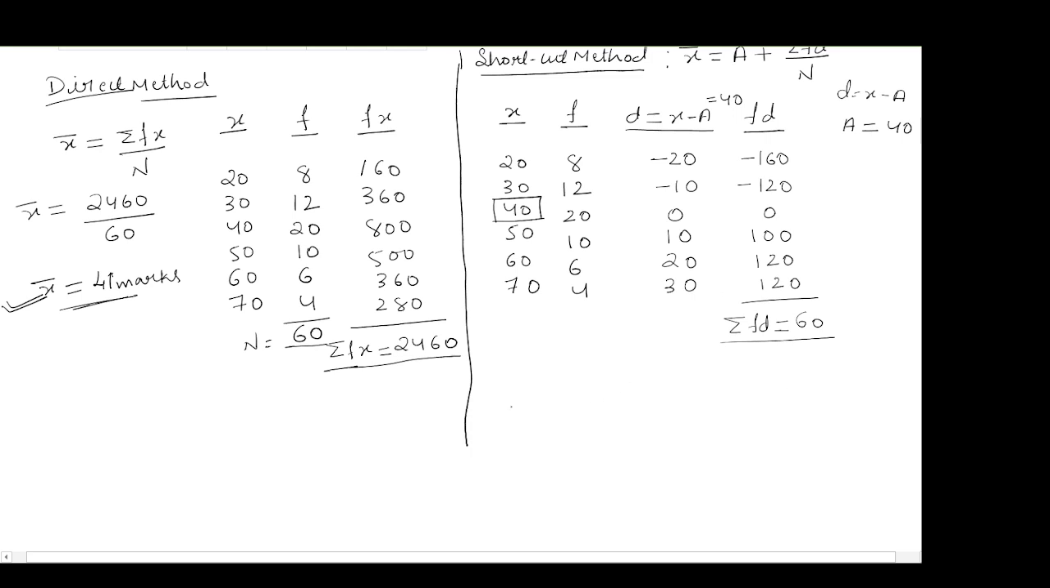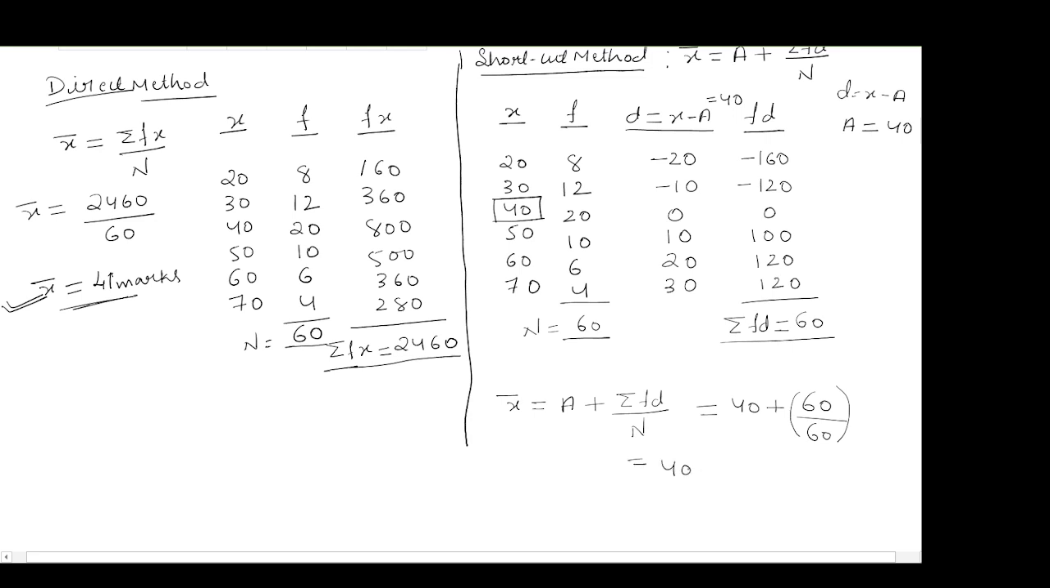Okay. Now apply the formula. I'm writing the formula once again. X bar is equal to capital A plus summation f into d divided by capital N. What is A? Assumed mean. How much have I taken? A, 40. Right, 40 plus, open the bracket. What is summation fd? 60, which I have calculated just now, divided by N. What is capital N? Total of frequency. How much did I get? 60. So write 60 here.